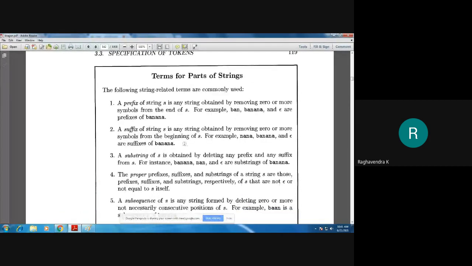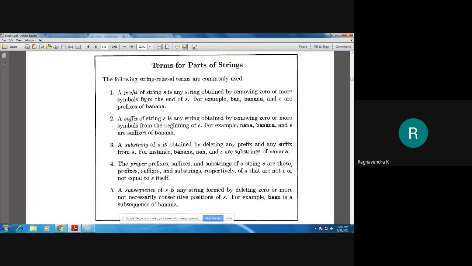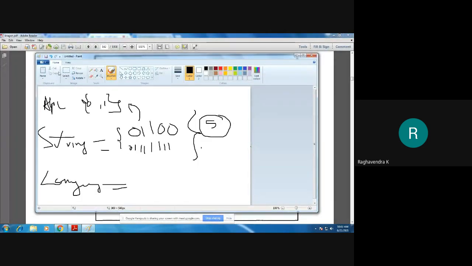Now, when it comes to strings, there are other terminologies associated with them. There can be different types or different parts of a string. Let us look at each one of them. The first term is a prefix. What's a prefix of a string? Let us call the string s. A prefix of a string s is any string obtained by removing 0 or more symbols from the end of the string s. So what do you mean by this then?